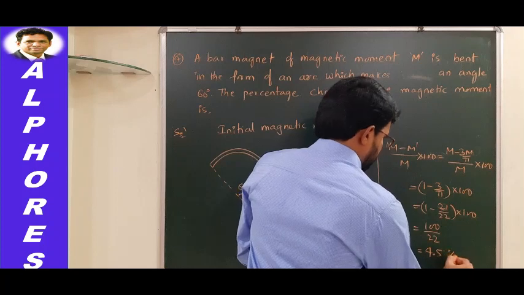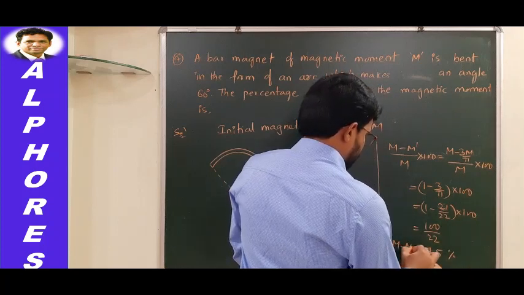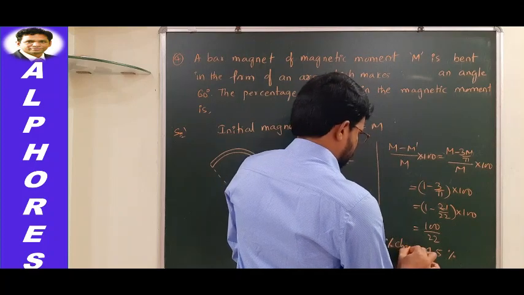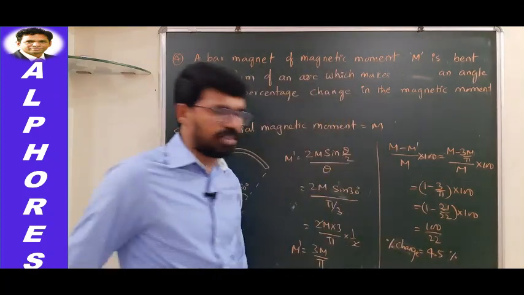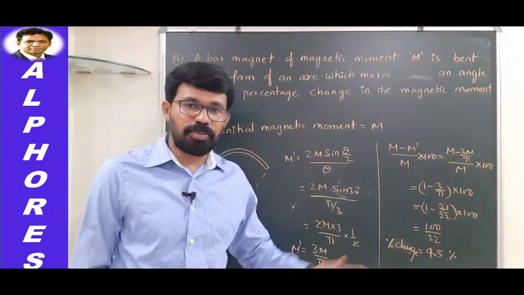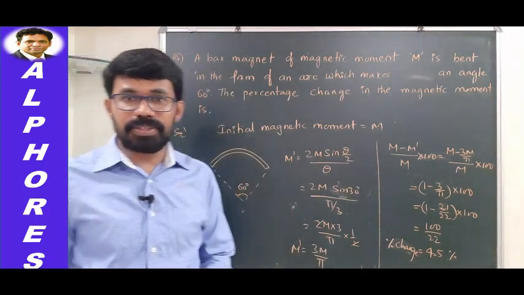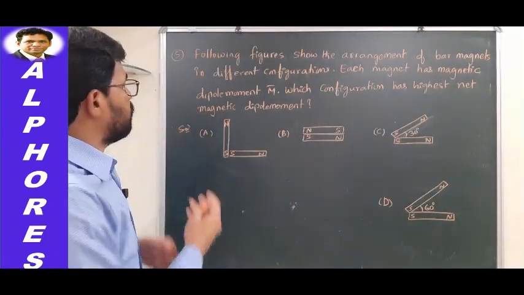4.5 percentage. So m minus, or percentage change. Percentage change in the magnetic moment is how much? 4.5 percentage. Okay, so that's how you can calculate. So let us try one more question. Now let us discuss about this question.